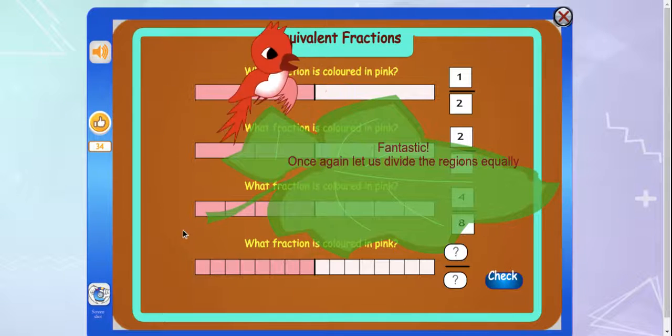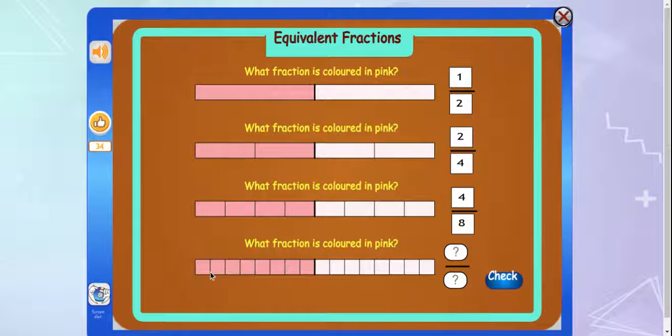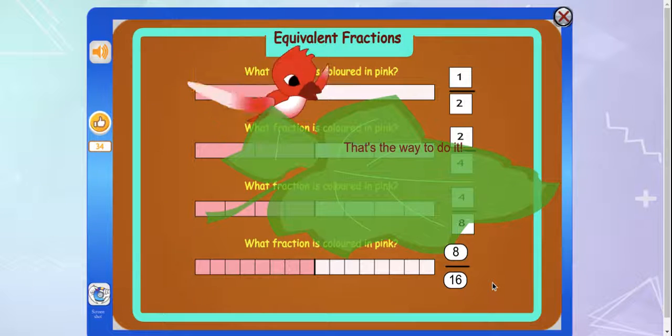Okay. Now let's again take each of these boxes and divide it into two equal parts. Now what fraction is colored in pink? I've got 16 parts in total. So again, I write that in the denominator. And out of the 16 parts, 8 parts are colored in pink. So it's 8 on top, right? That's the way to do it.